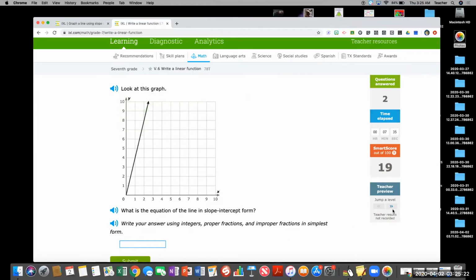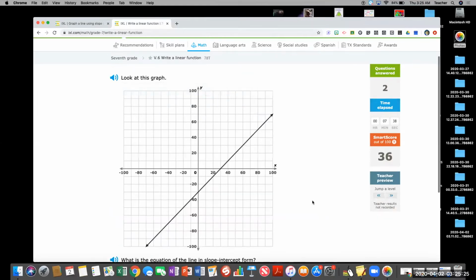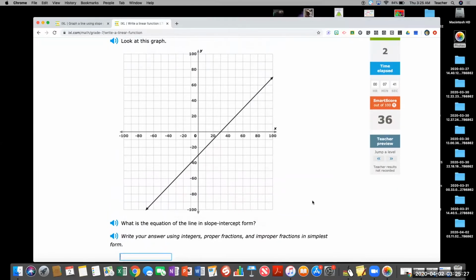Super duper. All right, let's jump up skills now so you can see it doesn't really get any more complicated than that.